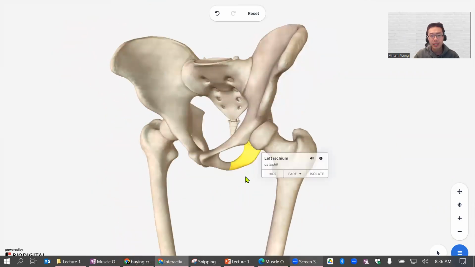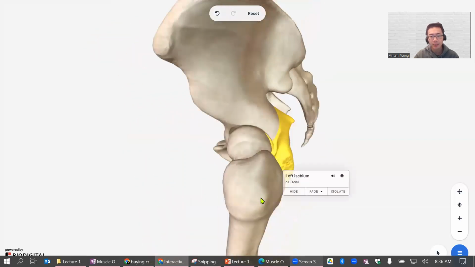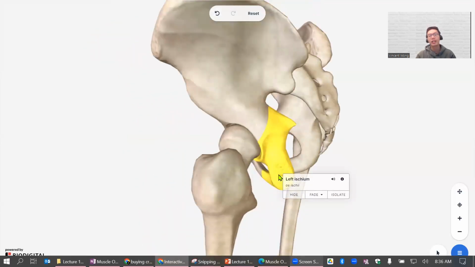At the back here, there is the ischium. If you're sitting right now, then you are sitting on this round knob at the back, right? This round knob is called the ischial tuberosity. That's basically the bone that you sit on.